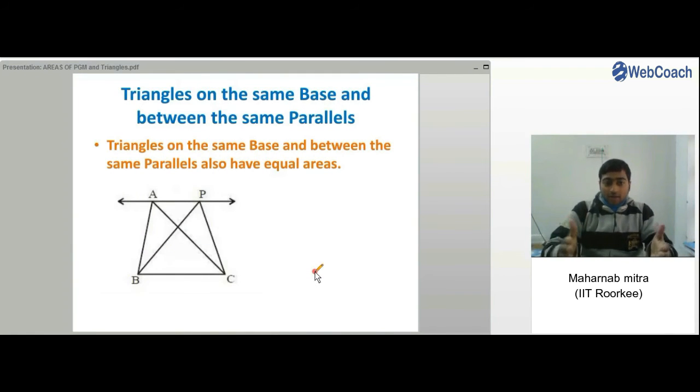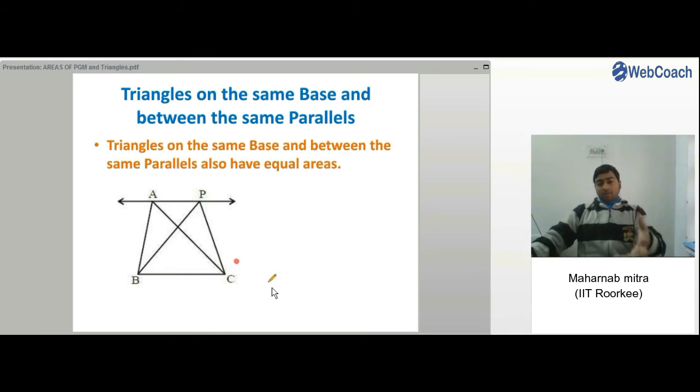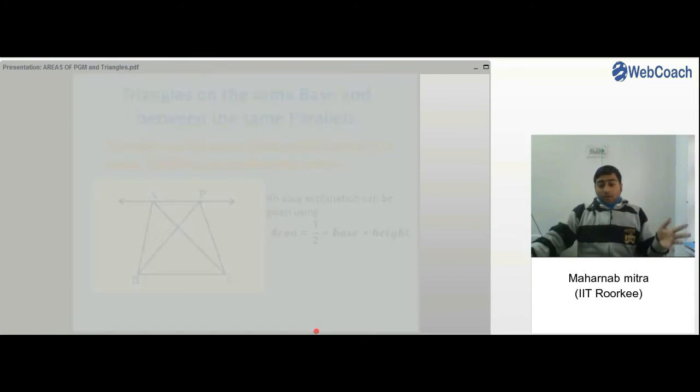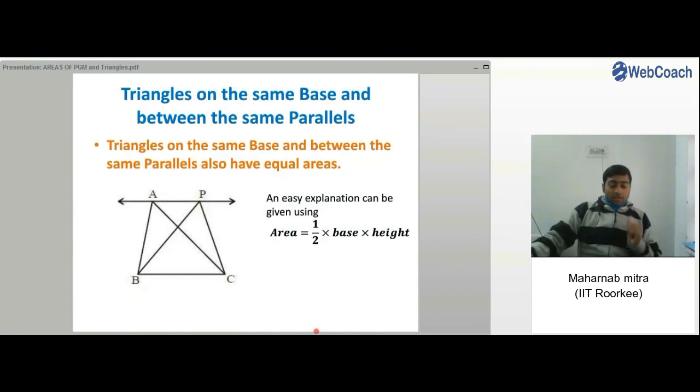Triangles on the same base and between the same parallels also have equal areas. You can see, if we consider AP parallel to BC and the two triangles ABC and PBC, if we consider these two parallel lines and the common base BC, we can tell ABC and PBC have the same areas. And you can easily show this. You can easily explain this using area of a triangle is half into base into height.